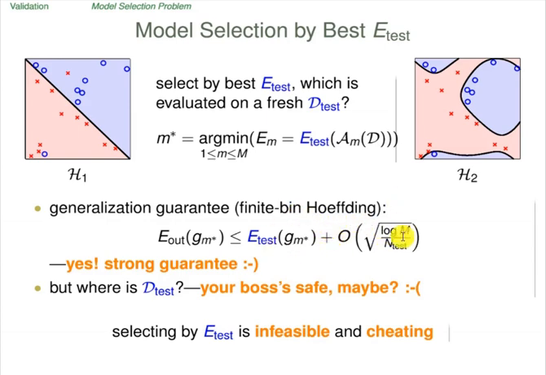However, where can we get the D-test? We don't know. We don't have access to the D-test. The D-test is a dataset that is unknown and is expected to capture the true distribution of the data generated by the target function. So selecting a model using E-test would be the best option. However, it is infeasible to calculate E-test. We don't have access to D-test.